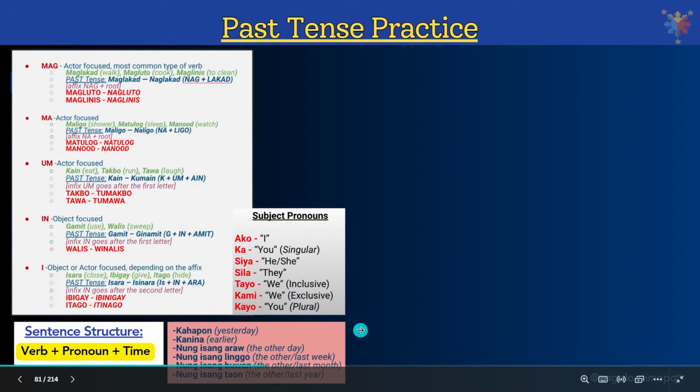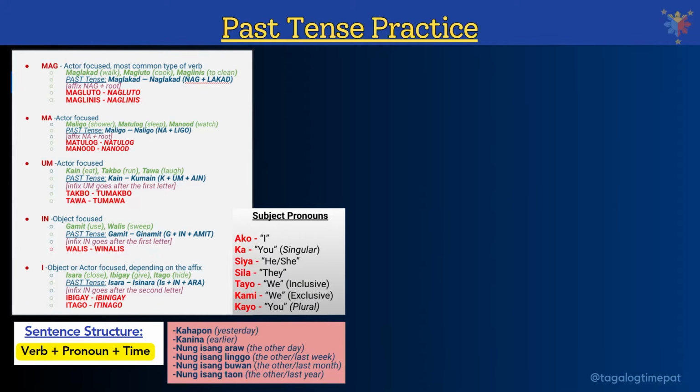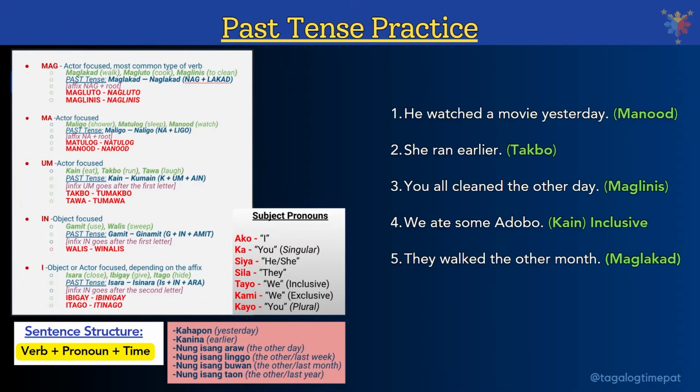So kahapon is yesterday, kahapon. Kanina is earlier, kanina. Nung isang araw means the other day, nung isang araw. Nung isang linggo is the other week or last week. Nung isang buwan means the other month or last month. Nung isang taon means the other year or last year.